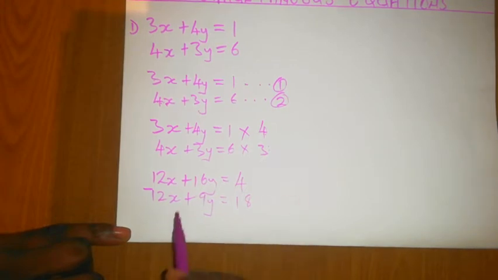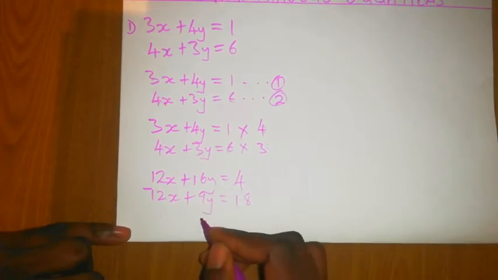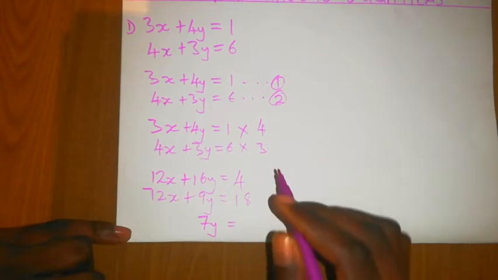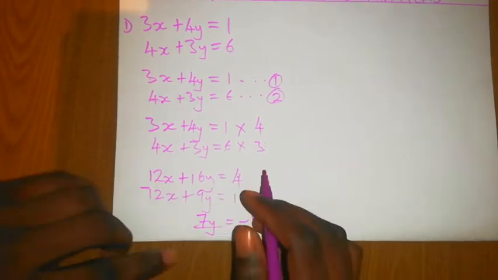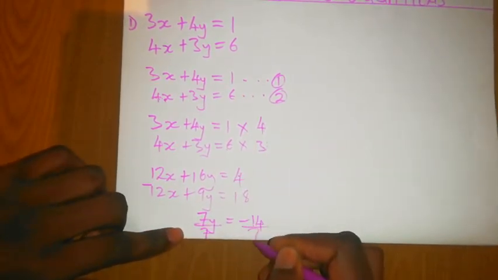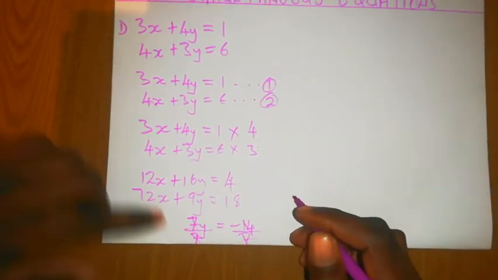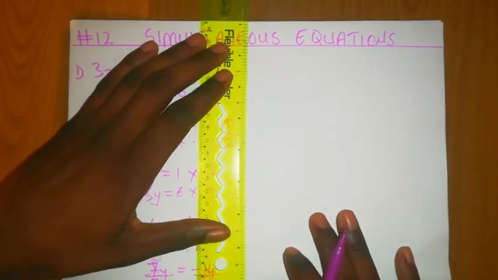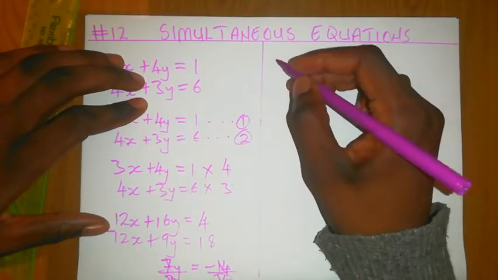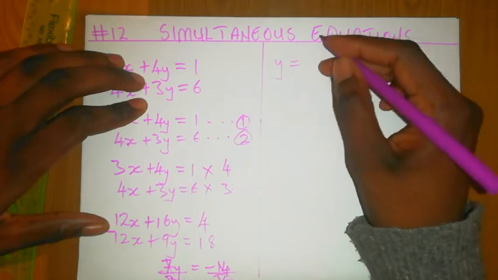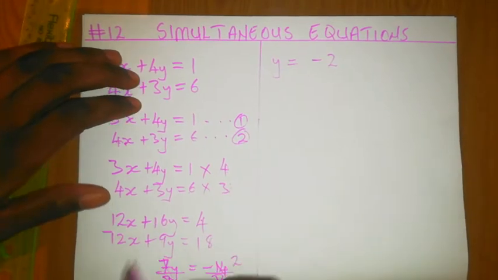So it's now 12x minus 12x, that's 0. I want to write that 0. 16y minus 9y, that's 7y is equal to 4 minus 18, that's negative 14. I'll divide both sides by 7. Then I'll cancel there. So your y in this case is going to be negative 2. So y is equal to negative 2.